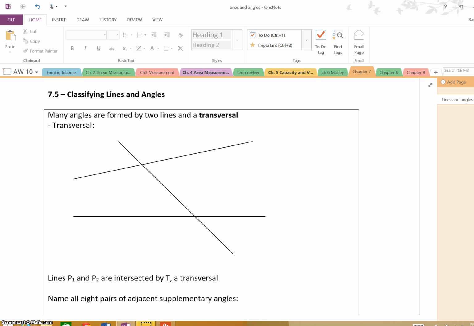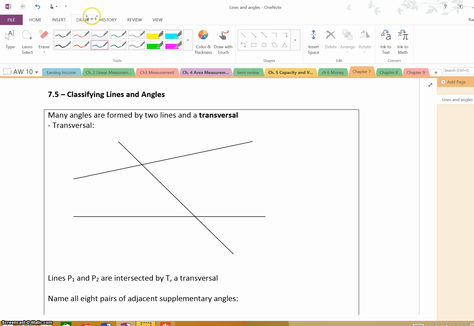So what you'll see quite common in mathematics and in geometry is two lines, and sometimes they'll be parallel, sometimes they will not. In this example my lines are not parallel. So I have line P1 here and line P2 here. And the line that splits them is called a transversal. A transversal is a straight line that intersects two other straight lines.